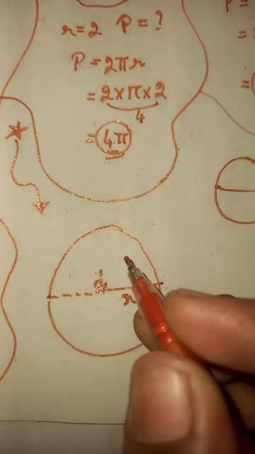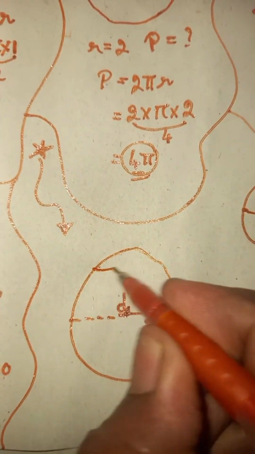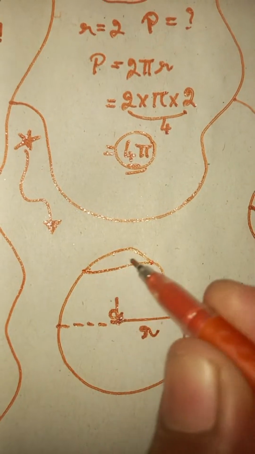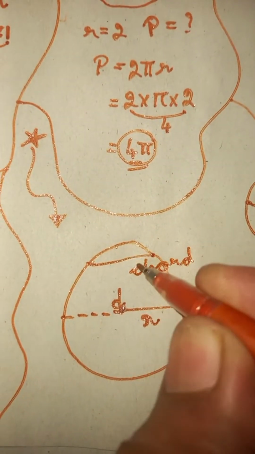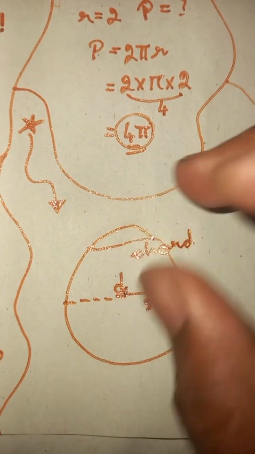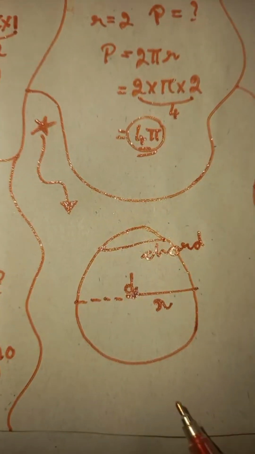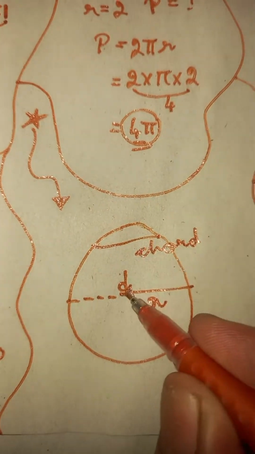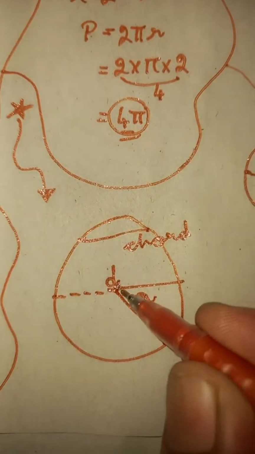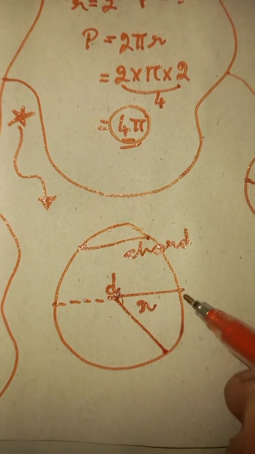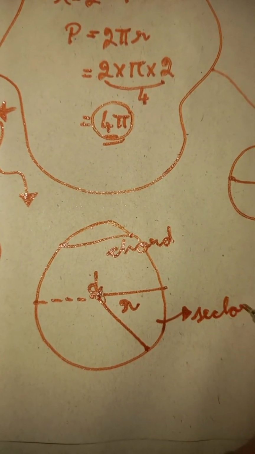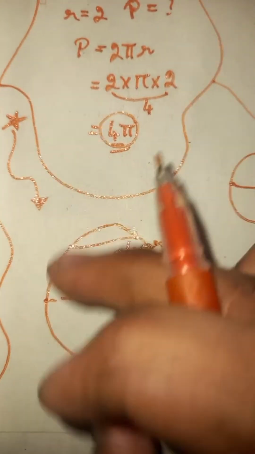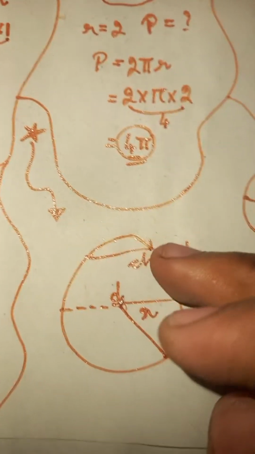Any two points on the circle joined together is known as a chord, and a chord divides the circle into two segments. This is the bigger segment, that is the smaller segment. And if you take two radii, they make a pizza shape, which is known as a sector of a circle. This is known as a sector, and the remaining pizza here is also a sector, which is the bigger sector.